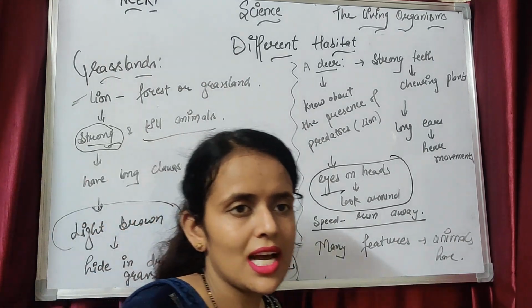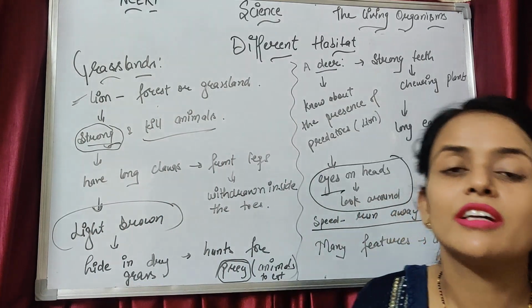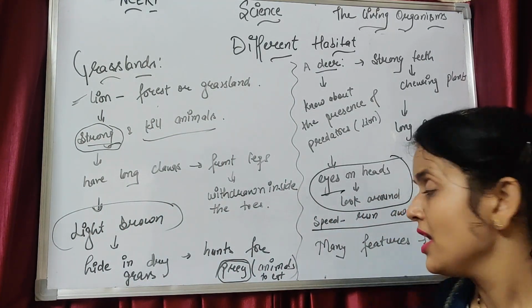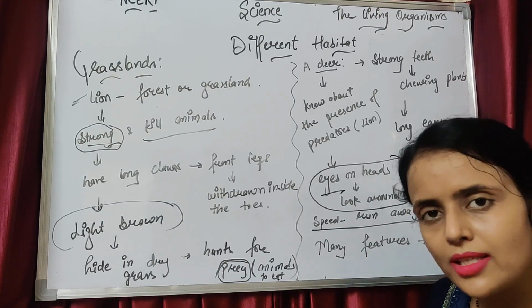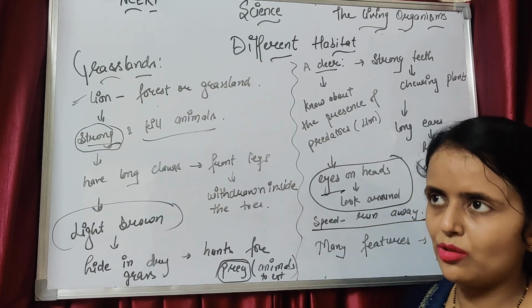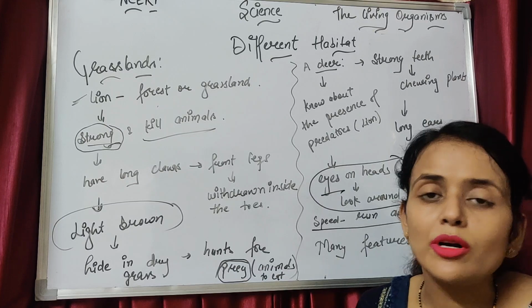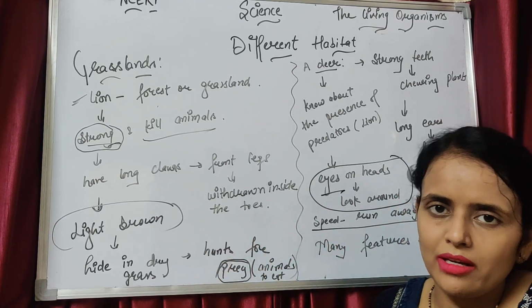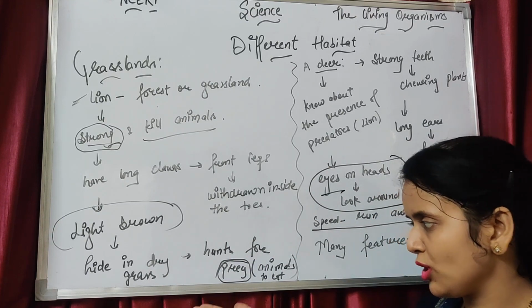Many features animals have. Different animals in the grassland have different features. There are so many animals on the grassland, more than on mountains, more than in the desert. We will not discuss each and every animal in our video, or in our syllabus either. Only these two animals are given as examples, so I am also explaining these two.